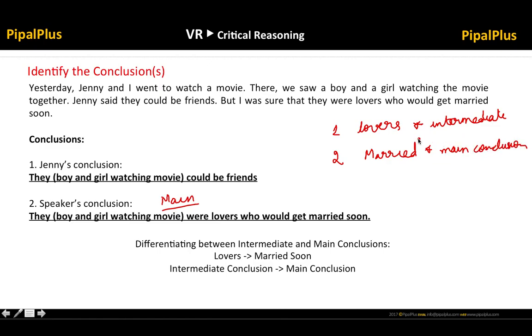I hope this part's clear, that even the speaker's conclusion can be further subdivided, based on whether an intermediate conclusion leads to another conclusion. So we can split that up, and there you have it. We have our counter conclusion, we have our intermediate conclusion, and we have our main conclusion.